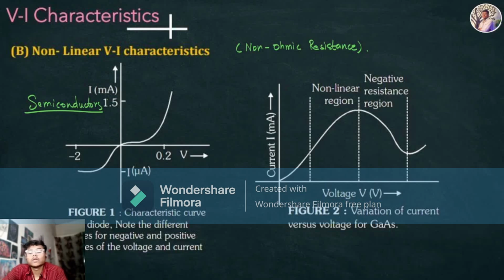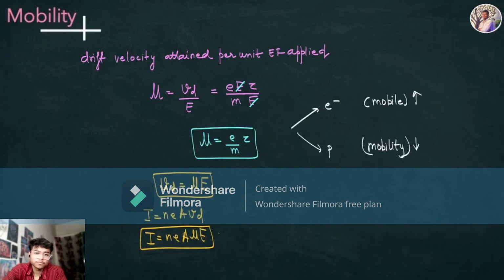Okay, so there is a second graph also, for non-linear VI characteristics, where there is a temperature change. Due to the temperature change, there is a change in the flow of electrons. This happens in semiconductors. You will learn it in the semiconductors unit, so you don't have to take any tension here. You just have to learn here. These are graphs for semiconductors.